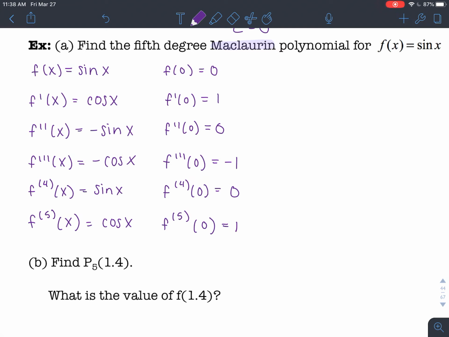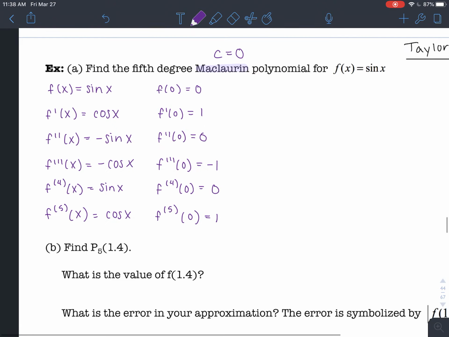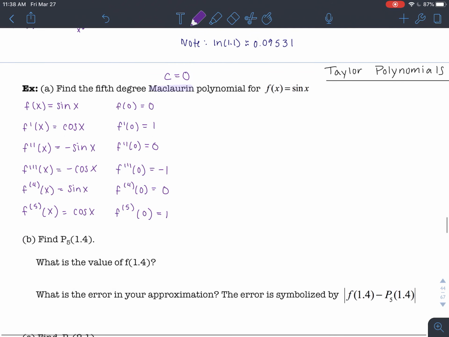Hopefully you can kind of see what's happening here. All of our even powers of our derivatives, and you can kind of think of the actual function being like the 0 degree derivative of the function, right? Those are all going away.